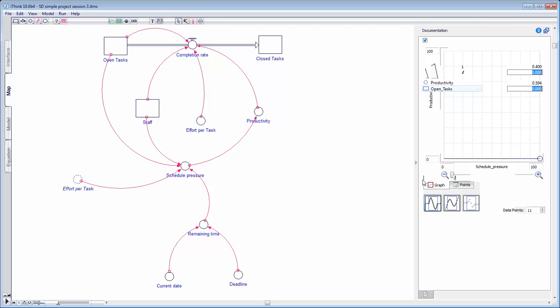I separate them with a comma. Now, every time the flow rate is calculated, the completion rate is compared to the number of remaining tasks. The smaller value of the two is selected as the flow rate. This ensures that the number of tasks flowing from the stock of open tasks can never be higher than the number of remaining open tasks, and thus the stock can never become negative.